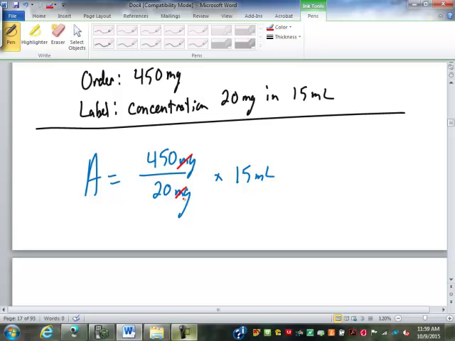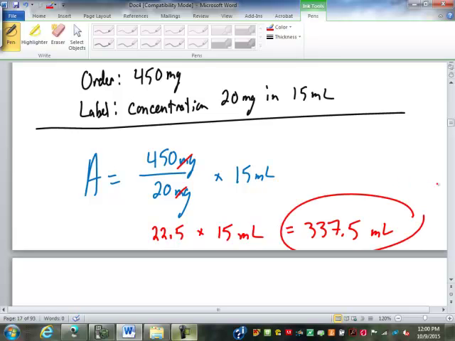So the milligrams divide out. 450 divided by 20 is 22.5. Good. Times 15 milliliters, 337.5 milliliters. You should administer 337.5 milliliters. Any questions?